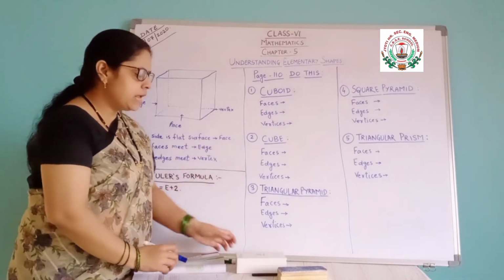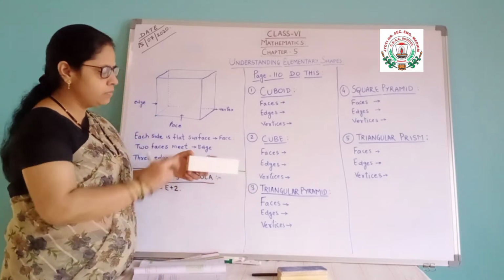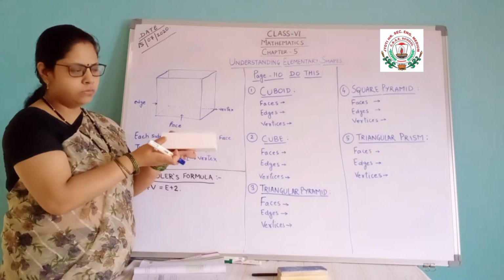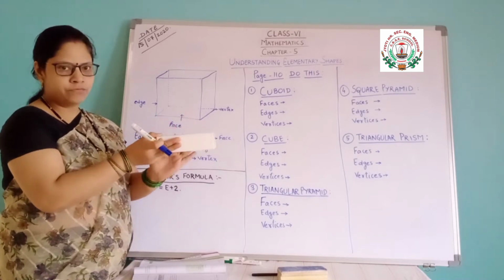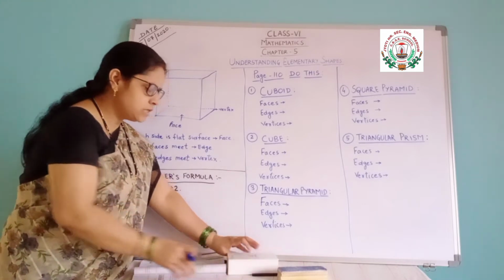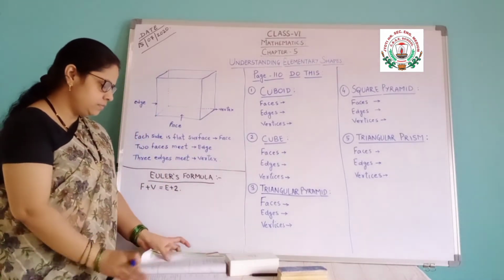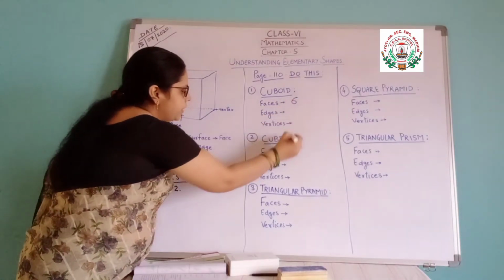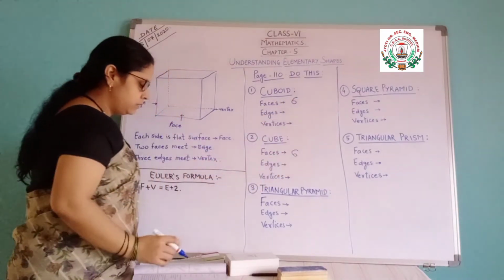Now with the live example we will count and write down the faces. Faces means surface. 1, 2, 3, backside 4, this is 5 and this is 6. So how many faces? 6 faces are there for the cuboid. Similar for the cube also.